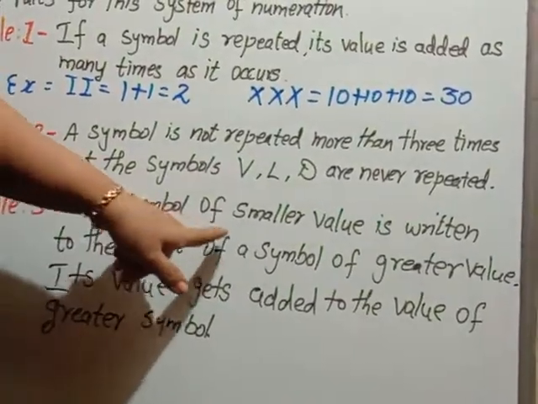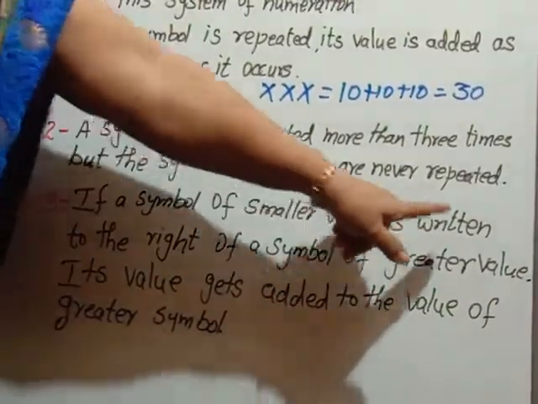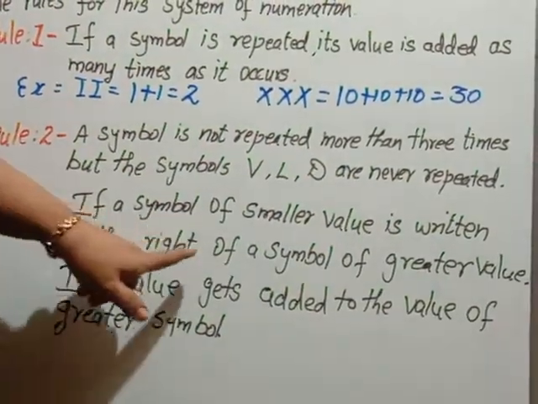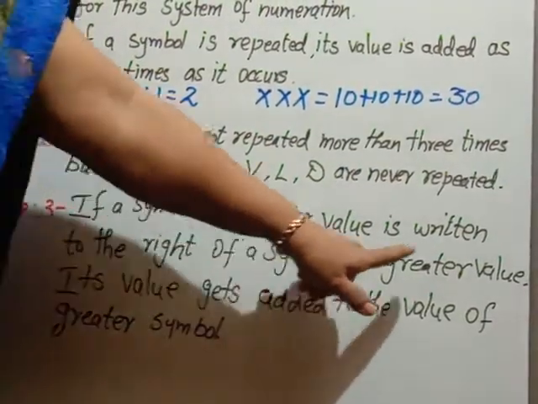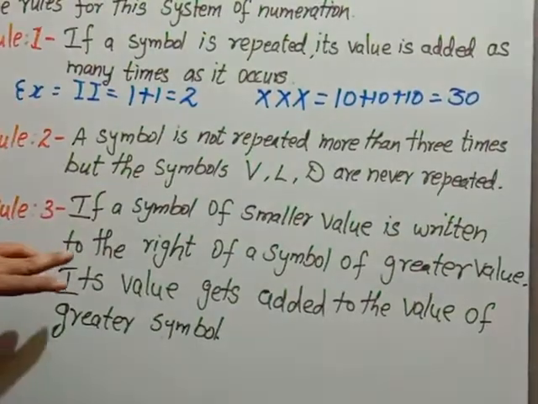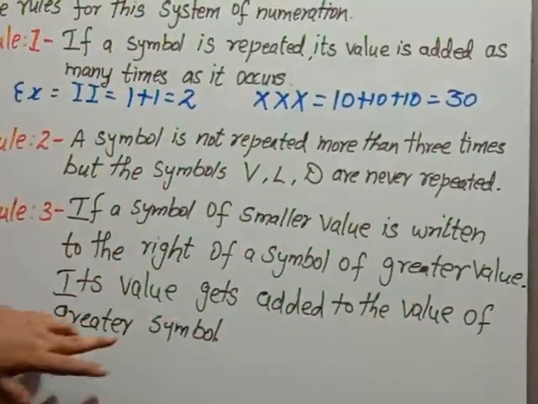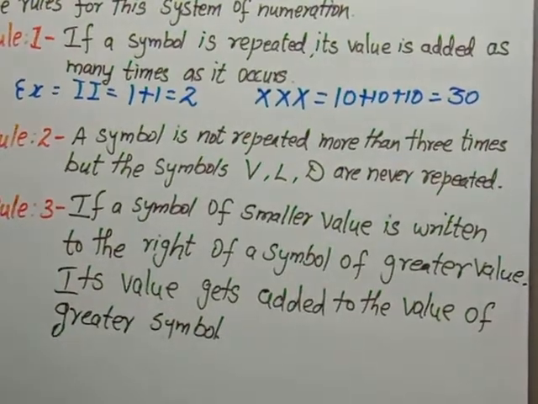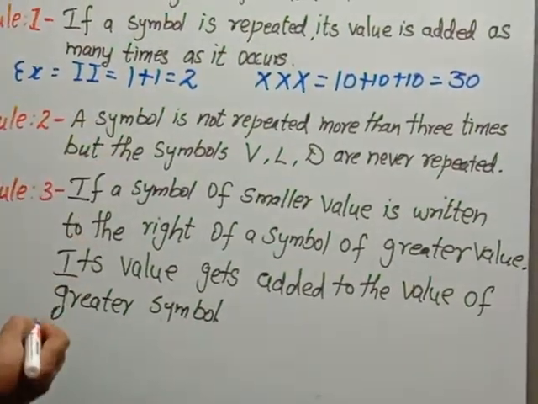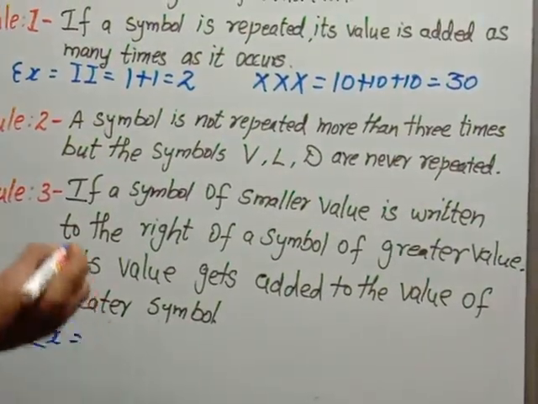If a symbol of smaller value is written to the right of a symbol of greater value, its value gets added to the value of the greater symbol. What is the meaning of that? That means, I'll give an example.